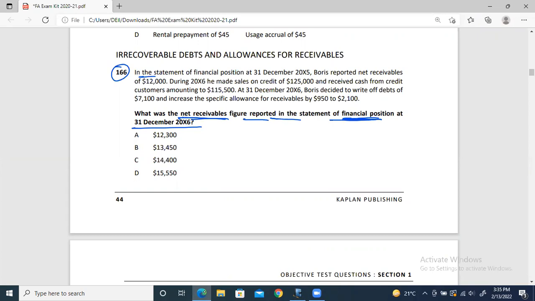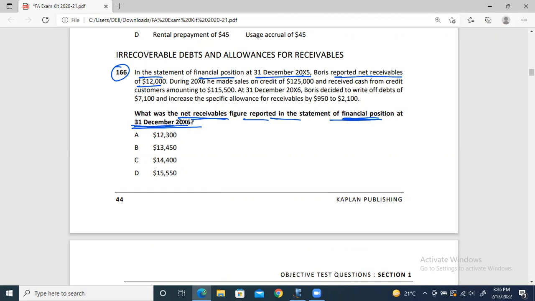So in the statement of financial position at 31st December 15, Boris reported net receivables of $12,000. You can see the opening balance is given here, because 31st December 16 is the closing date, so 31st December 15 is the opening one. These are the net figure, not the original receivable. So obviously we have to include them in the T account for finding the missing figure, since we have to find the closing balances. So we need to convert them first into the normal figure.